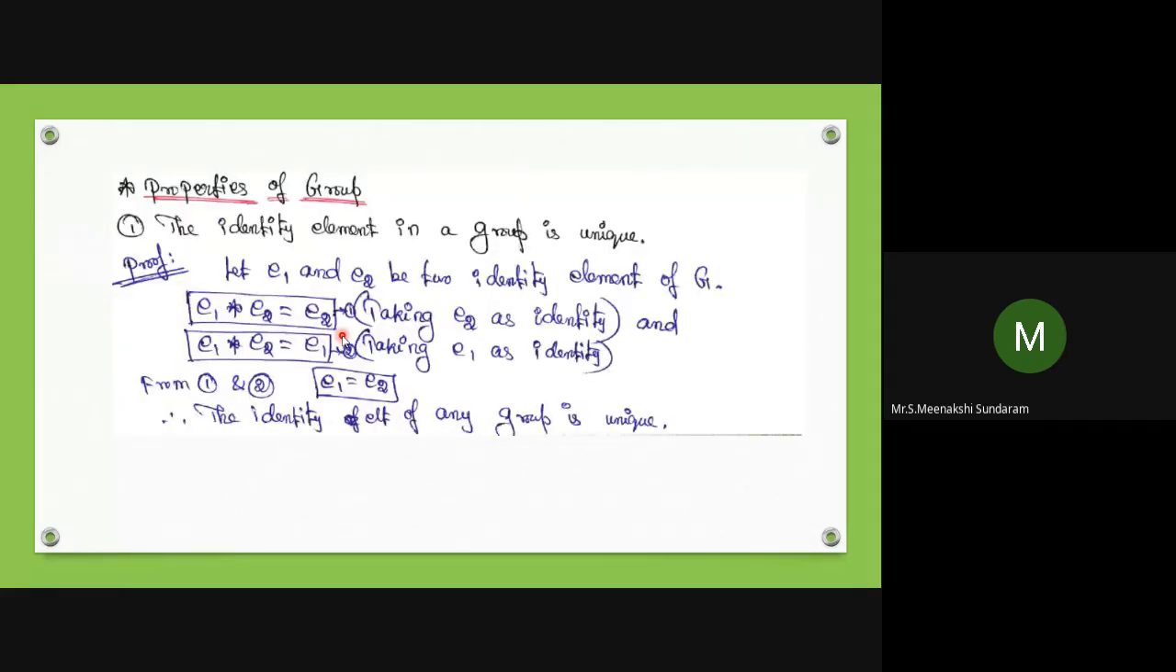Next we go for properties of group. What are the properties of group? The identity element in a group is unique.